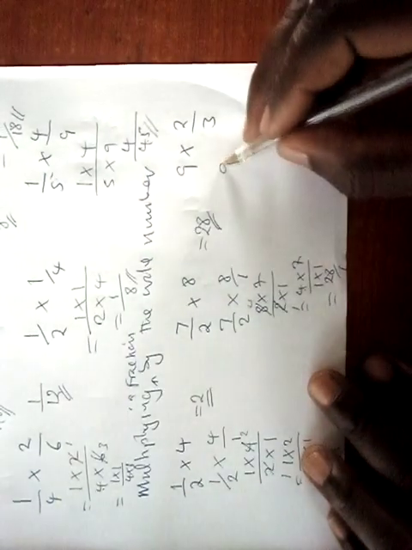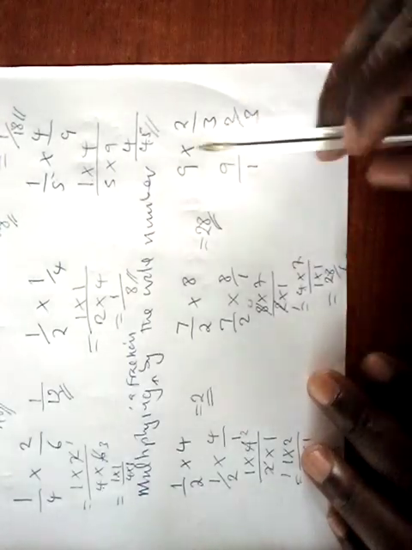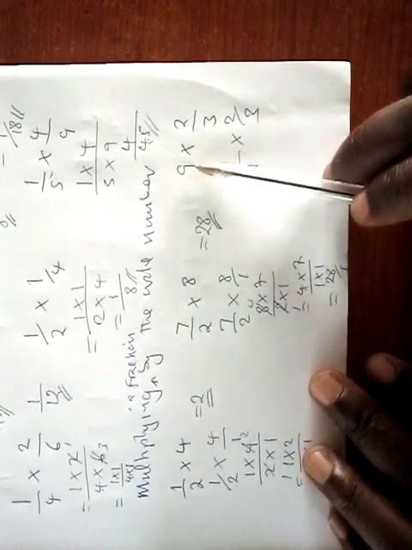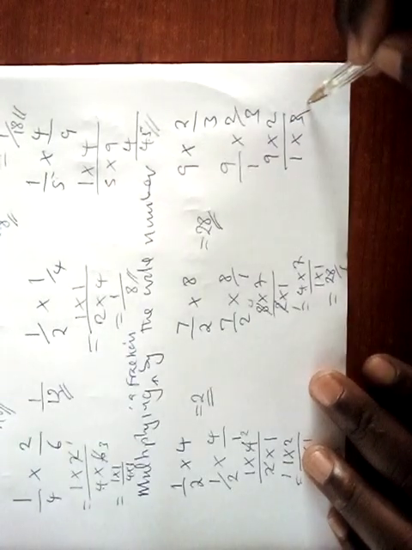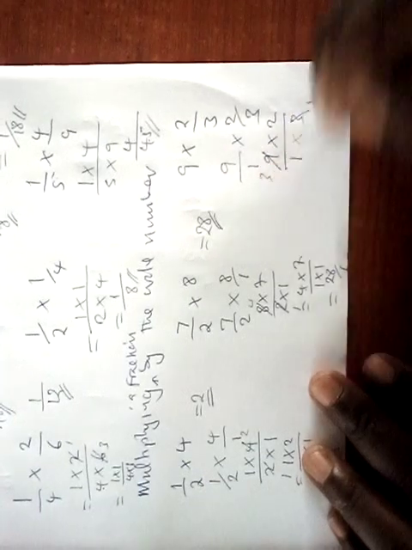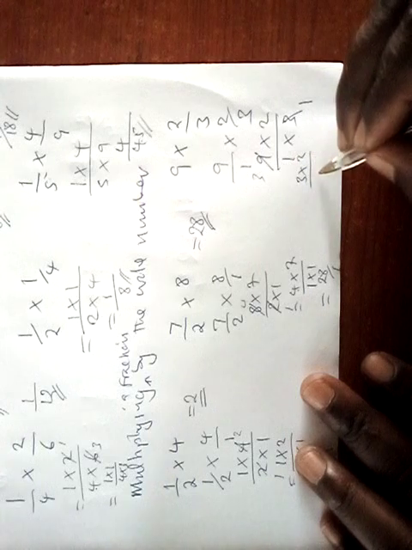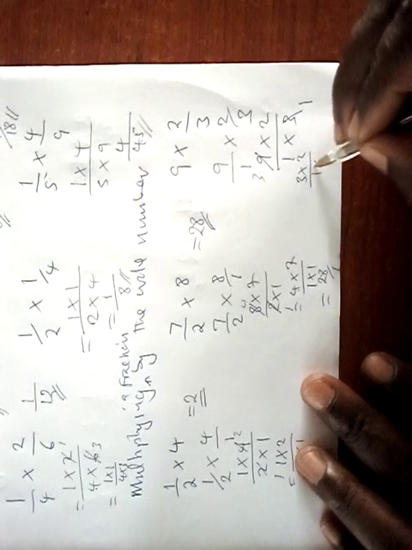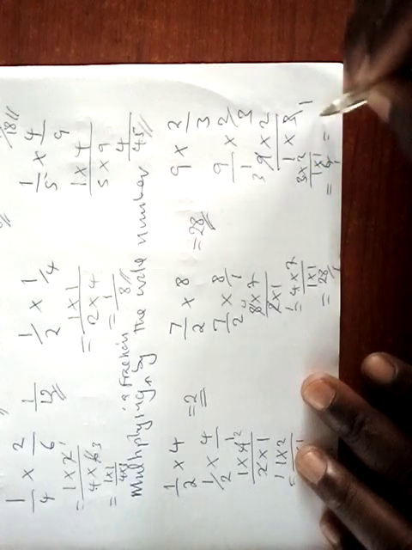We have this one, that is 9 over 1 times 2 over 3. Regardless of the position, if the whole number comes first, it's always over 1. So this is 9 times 2 over 1 times 3. Here, 3 into 3, 1. 3 into 9, that is 3 times. So my new fraction is 3 times 2 over 1 times 1. So this is 3 times 2, that is 6 over 1. So my final answer is 6, like this.